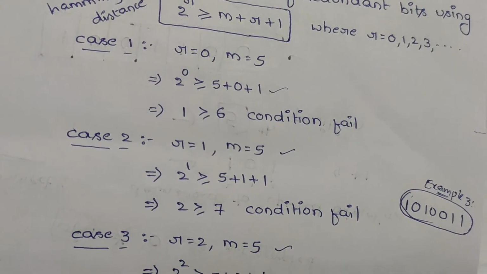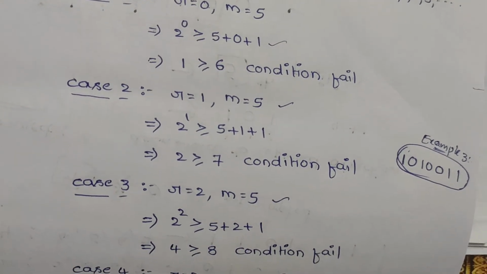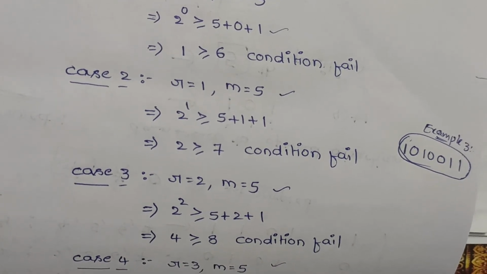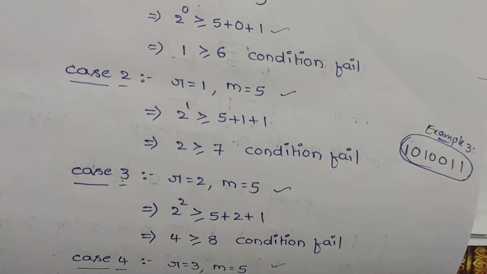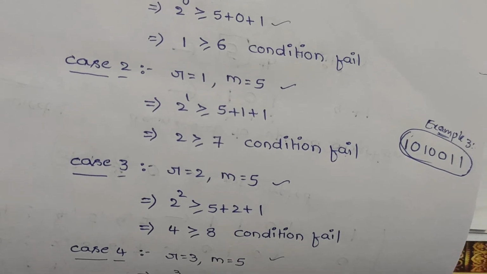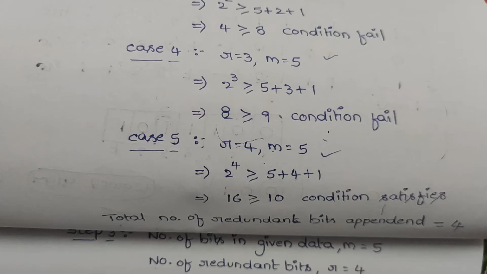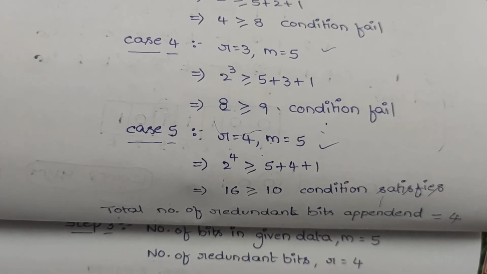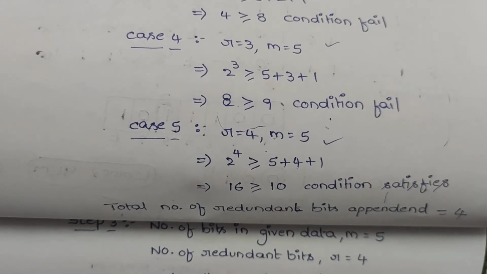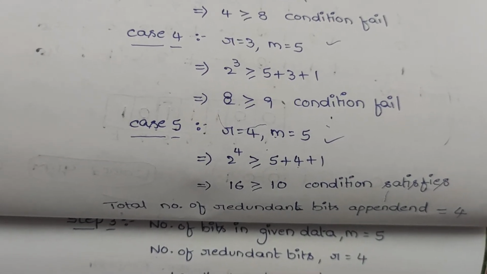Then we need to consider the next case, that is r is equal to 2, m is equal to 5. So 2 to the power of 2 greater than or equal to 5 plus 2 plus 1. Here 2 to the power of 2 means 4 and the right side value is 8. That is 4 greater than or equal to 8, and again the condition is failed. Now we'll move to the next case, case 4, r is equal to 3, m is equal to 5. So 2 to the power of 3 greater than or equal to 5 plus 3 plus 1. So here 8 greater than or equal to 9. So the same condition is failed again.